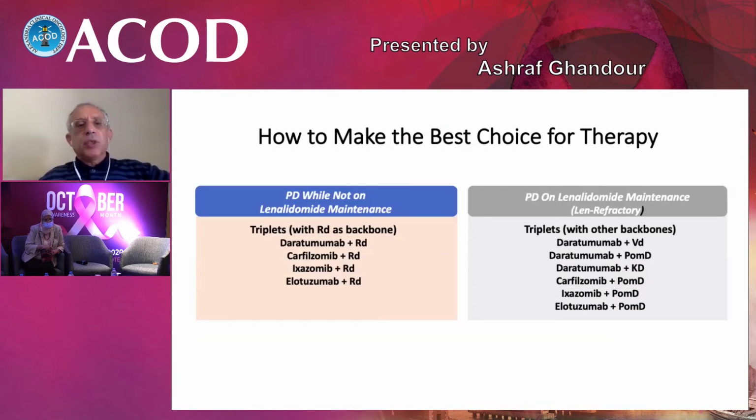If there is progressive disease while on lenalidomide maintenance, or not on maintenance, we can do a triplet with lenalidomide and dexamethasone as the backbone. We can add daratumumab, carfilzomib, ixazomib, and elotuzumab. While if the patient progressed on lenalidomide maintenance, we consider him lenalidomide refractory. We should use a triplet with backbone as daratumumab with bortezomib and dexamethasone, pomalidomide, daratumumab with carfilzomib and dexamethasone, carfilzomib, ixazomib, and elotuzumab.